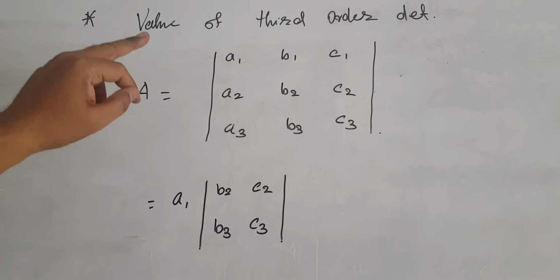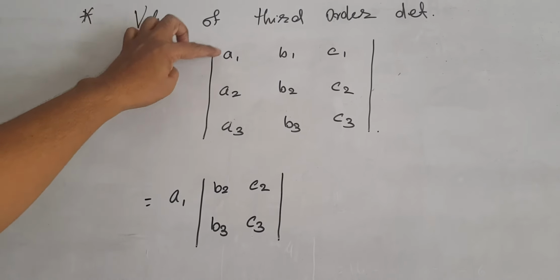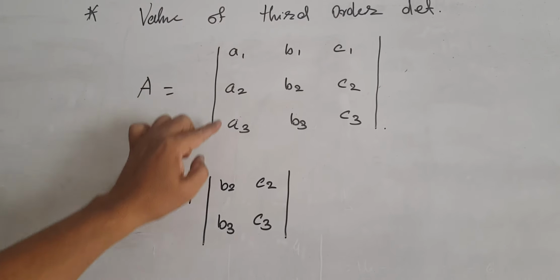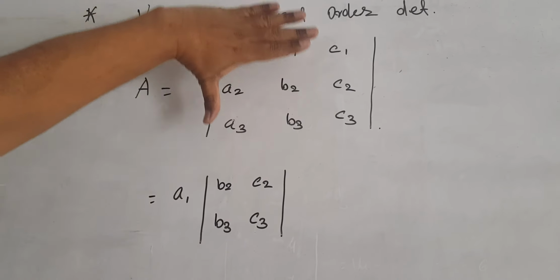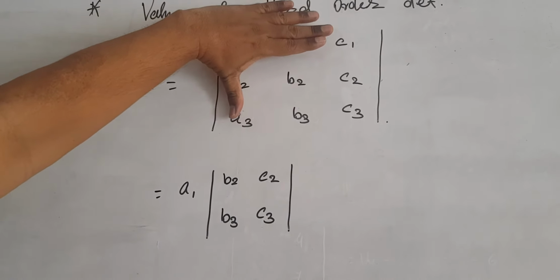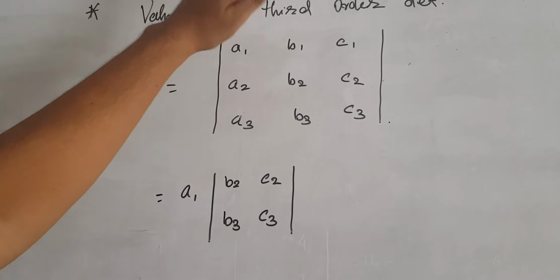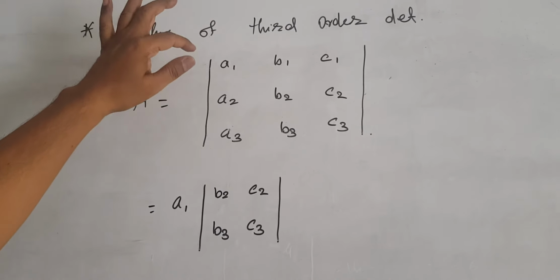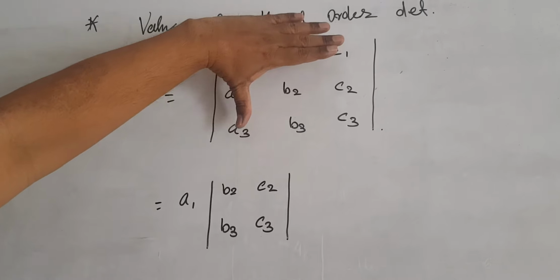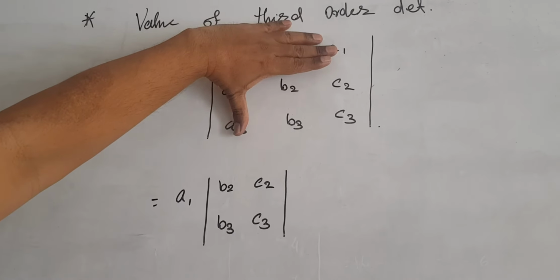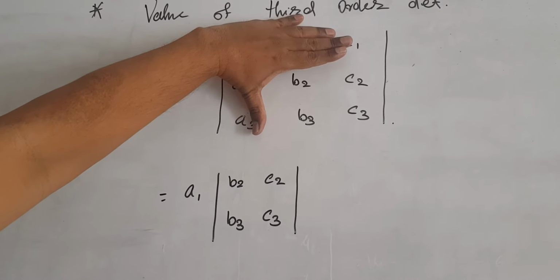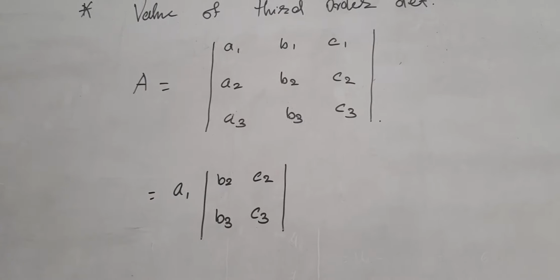I'll repeat. We start with the first row element, a1. a1 is present in the first row and the first column. So we remove the elements of the first row and the first column in which a1 is present, and the remaining elements we write as they are in the form of a second order determinant.